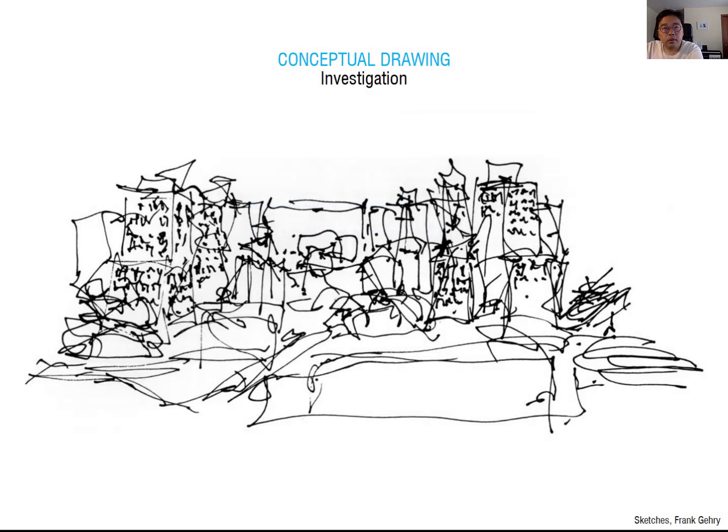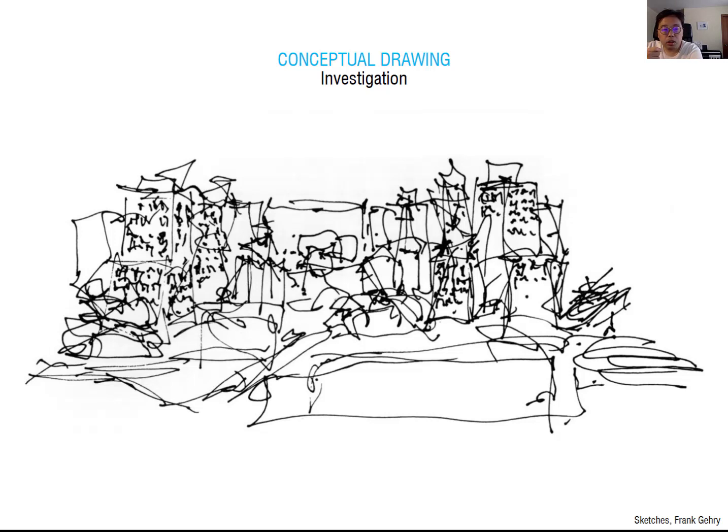The first step: conceptual drawing has to investigate your idea. You can investigate your ideas through sketches, through modeling, through physical modeling, and digital drawing, the digital modeling. So you have to find out the actual initial form through the initial investigation.